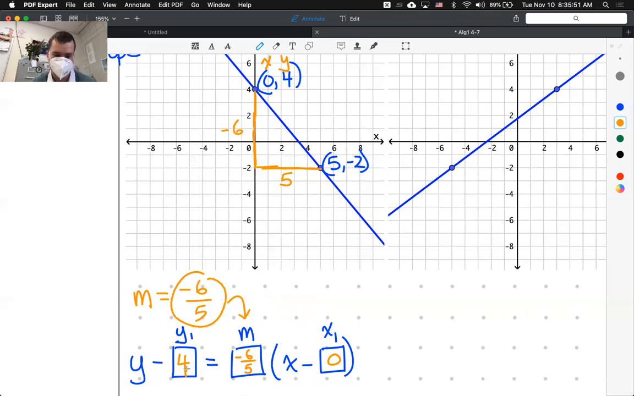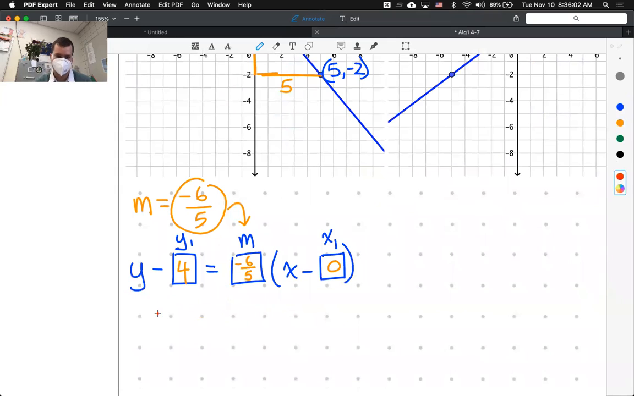Y minus 4 is equal to -6/5 times the quantity of x, or just 6/5 x. I don't need to do x minus 0. That's kind of silly. So if I were to simplify this a little bit, I would say it's y minus 4 is equal to -6/5 x, because x minus 0 is just x. Done. Box it.